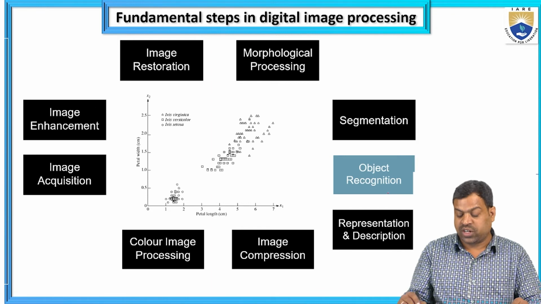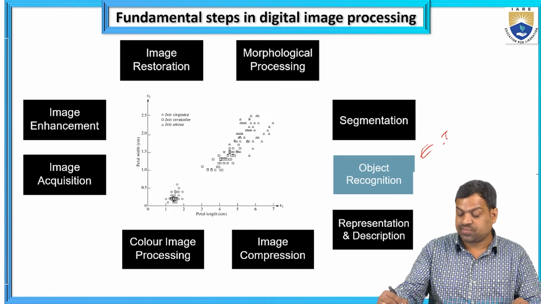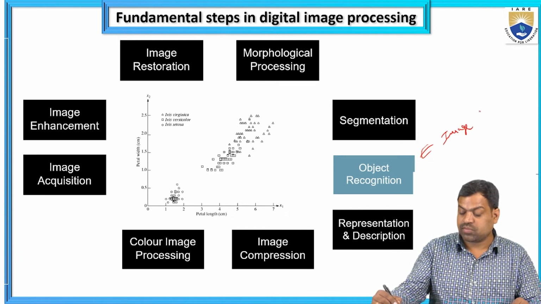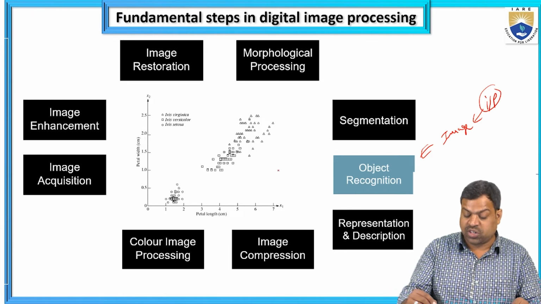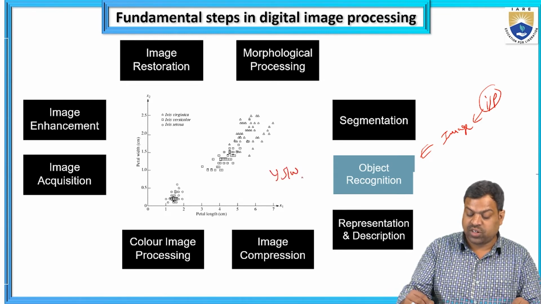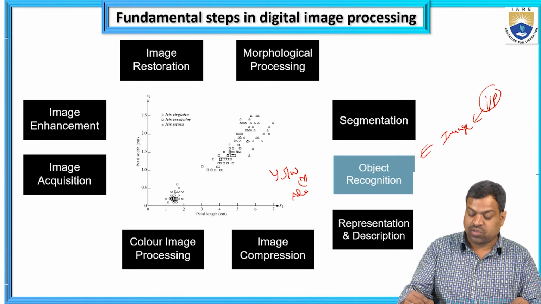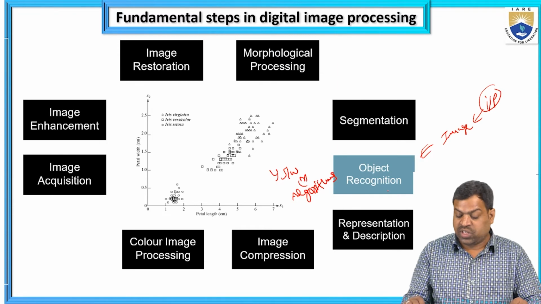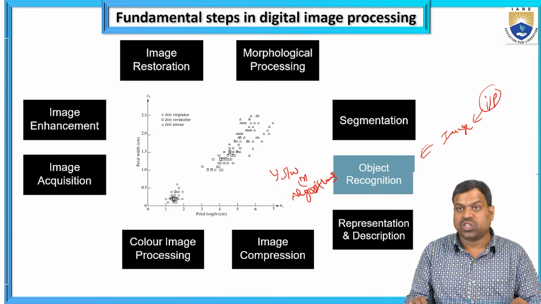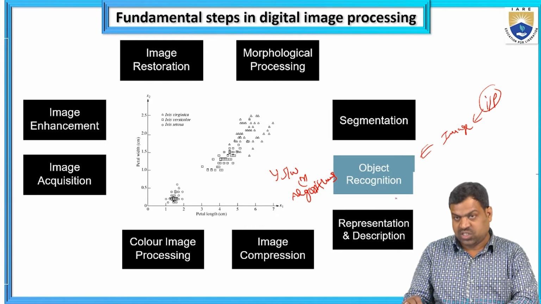So how are we recognizing objects? I'm applying the input as an image. Image recognition with the help of software or algorithms is object recognition. We are finding out the original image with the help of object recognition, using some software algorithms. We are finding out the object.